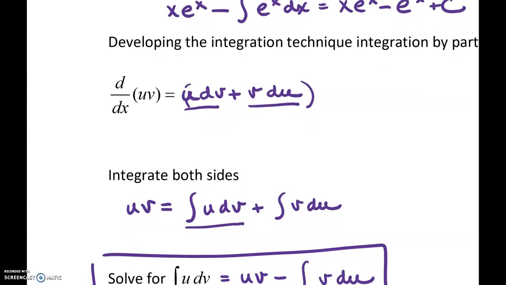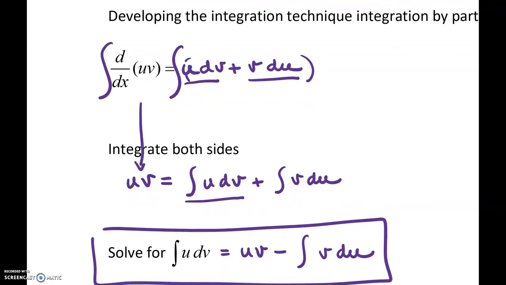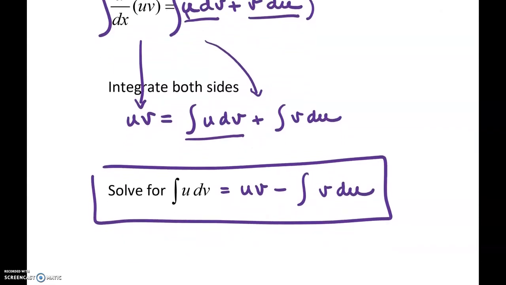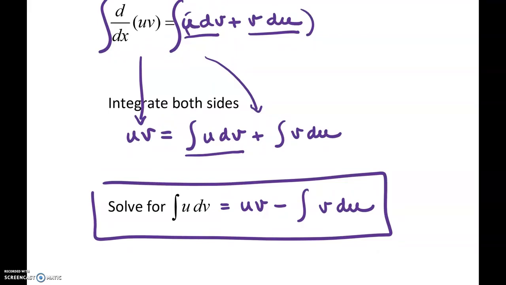And then my instructions are to integrate both sides. If you integrate the derivative of u times v, you get u times v. So the left-hand side is uv, and I've distributed the integral through the sum, and so it's the integral of u dv plus the integral of v du. And then the last step in developing integration by parts is, if you have the integral of u dv, and I'll explain how to split that up in just a minute, it equals uv, and then we've subtracted the integral of v du from both sides, and this is the objective right here.